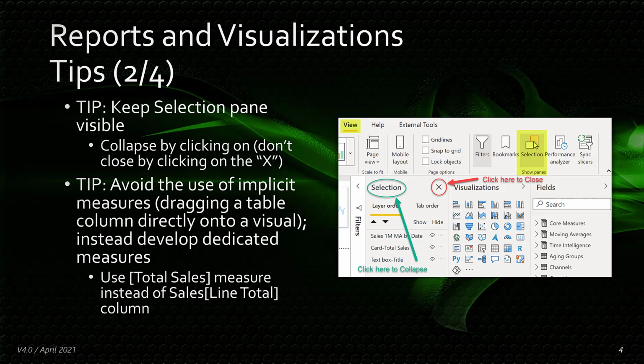I also avoid the use of implicit measures, dragging a column directly onto a visual, and instead I develop dedicated measures for each thing, for each field. For example, I use the total sales measure instead of the sales line total column.